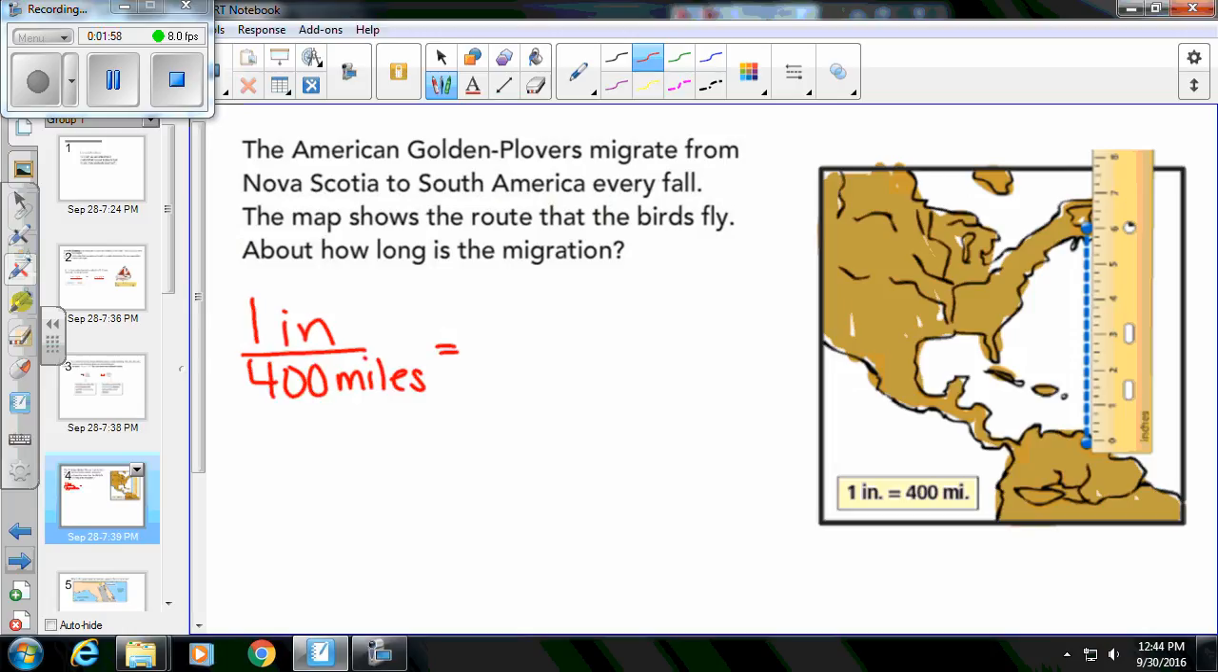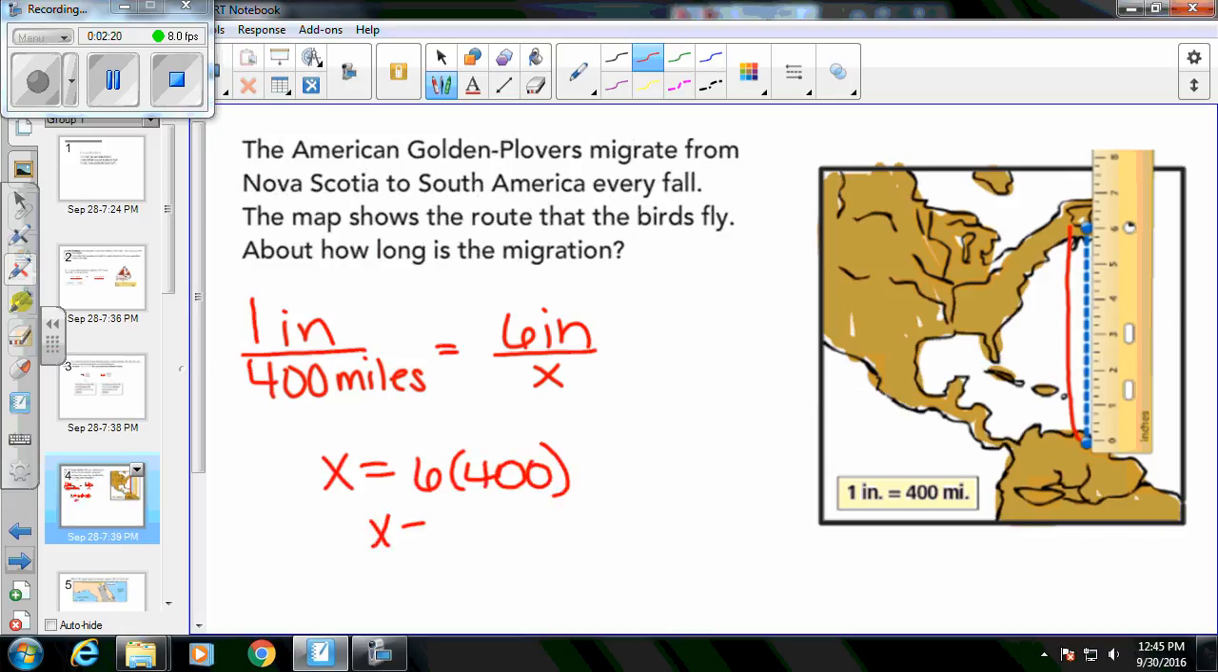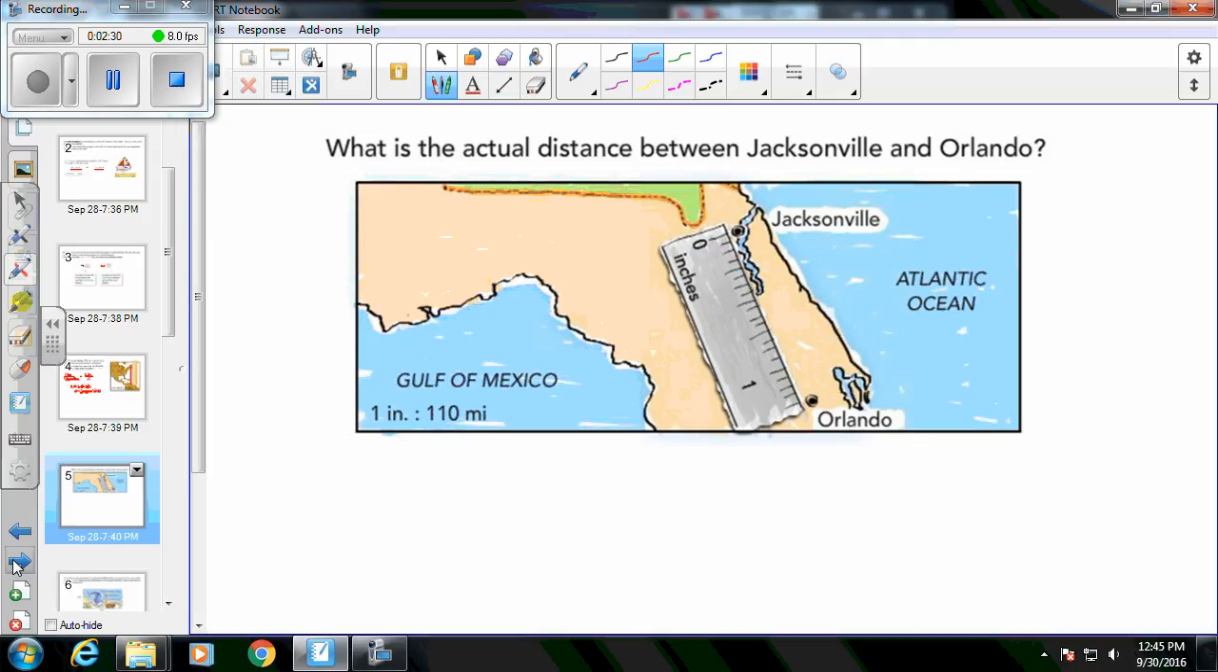So when I look on my ruler over here, starting here, 0, 1, 2, 3, 4, 5, we have 6 inches. We want to know how many miles. Now notice, my inches are in the numerators of both. My miles will be in the denominator. So when I cross multiply, we get x equals 2,400 miles.